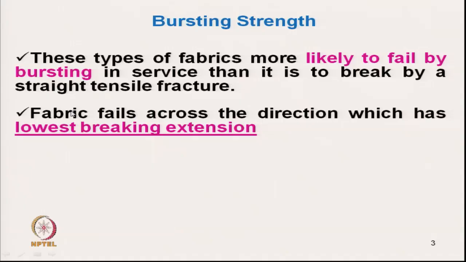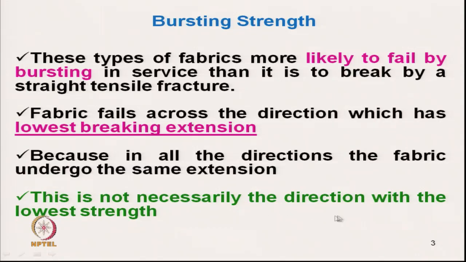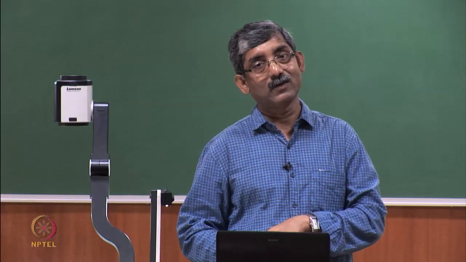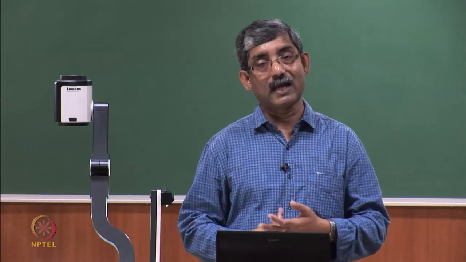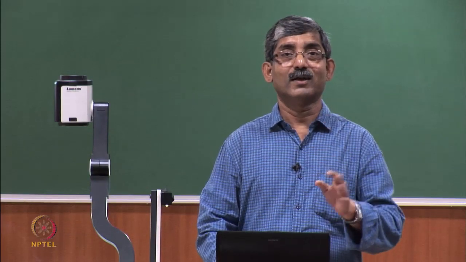So, the fabric fails across the direction which has the lowest breaking extension. I have just explained that, because in all directions the fabric undergoes the same extension as it is bursting. So, the extension will be the same in all directions, and this is not necessarily the direction with the lowest strength. It is not necessarily the lowest strength direction that gets damaged first; it is the direction with the lowest breaking elongation.